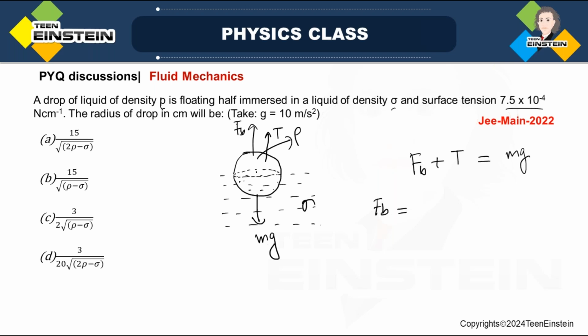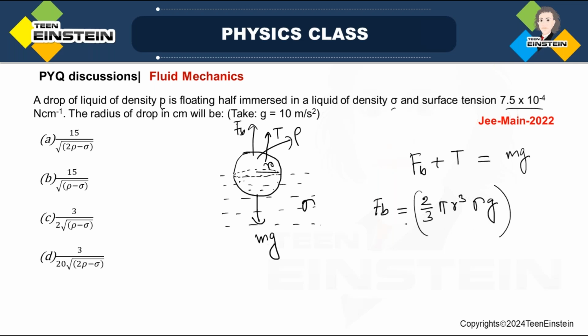If I say the radius of this is small r, then I can take this as 4 by 3 into half, since I am taking a hemisphere. So 2 by 3 pi r cube is the volume of this immersed part. This much is the liquid displaced by this liquid drop, into sigma into g. So this is the buoyant force.